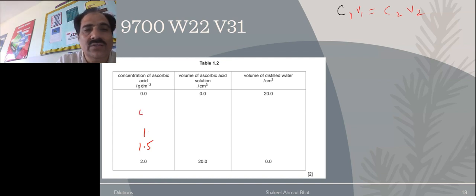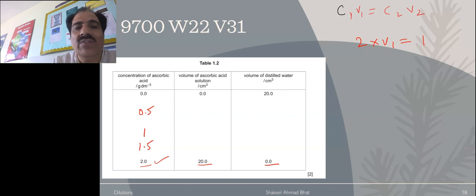So the different concentrations that we can make, if it is 2%, we can make 1.5%, we can make 1%, we can make 0.5%, and then 0%. So the stock solution is 2%. So if we take 20 centimeter cube of it and we don't add any water to it, it's 2%.